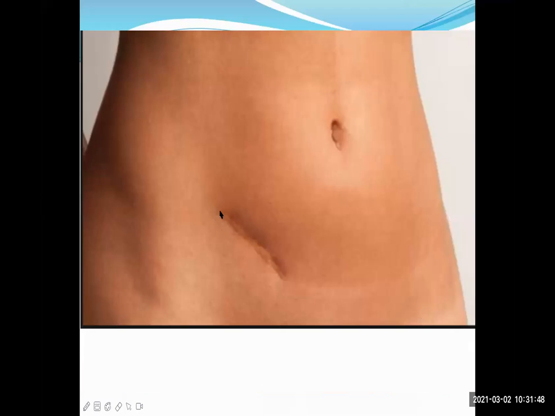Now, this is how the scar looks. This is a McBurney's incision, and this is a healed scar. Later on, it looks like this.